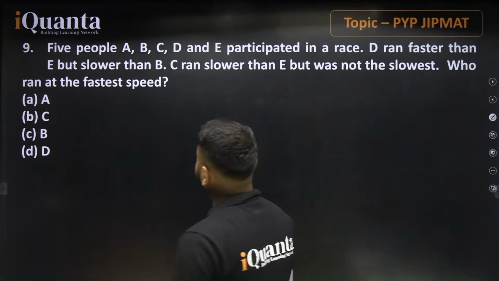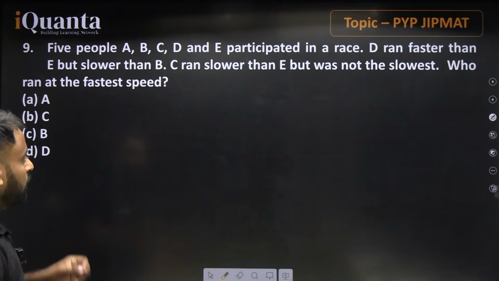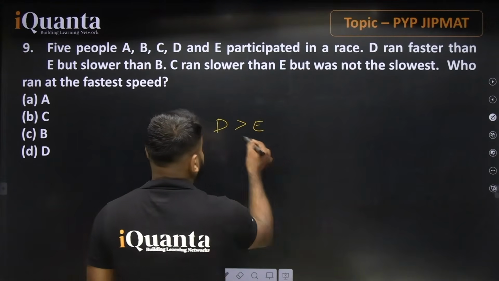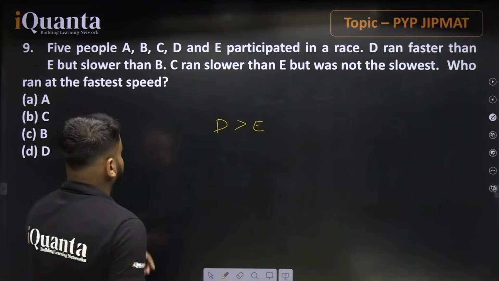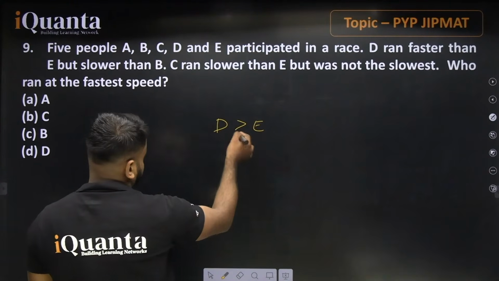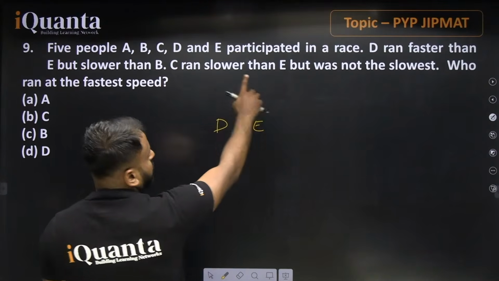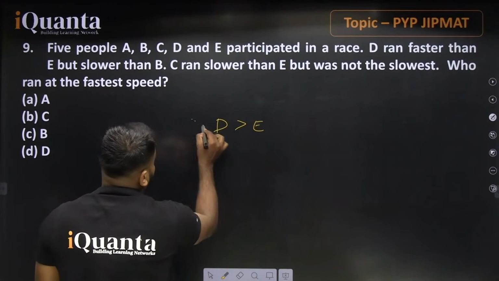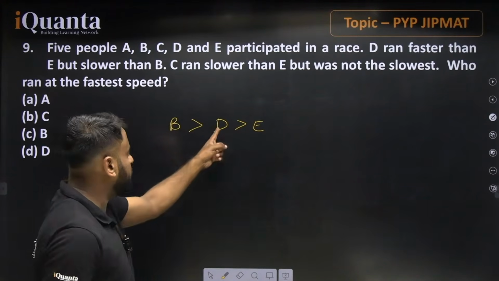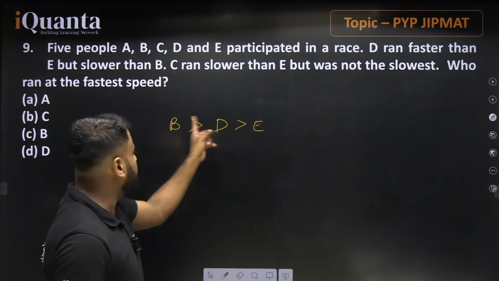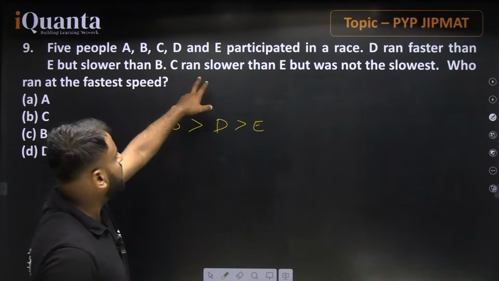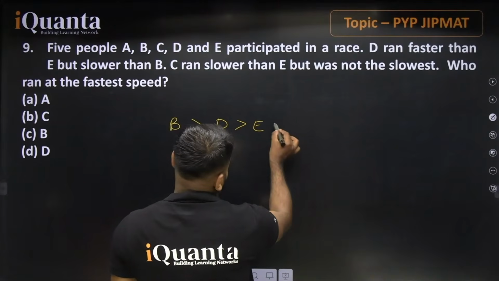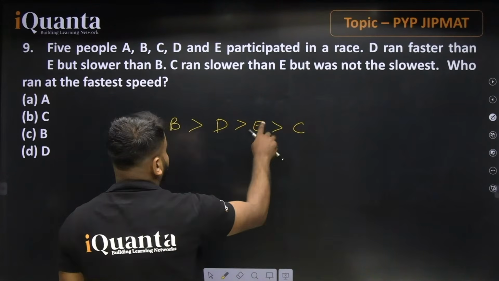Here the value is 5 people A, B, C, D and E participated in a race. D ran faster than E, but slower than B. So it means that the statement is that D ran faster than E but slower than B. Further the statement says that C ran slower than E. So if C ran slower than E, it means that it is like this: C ran slower than E, right?